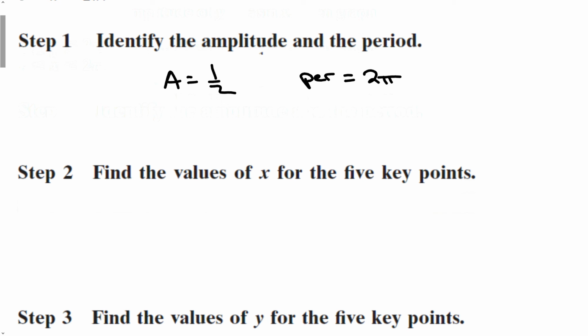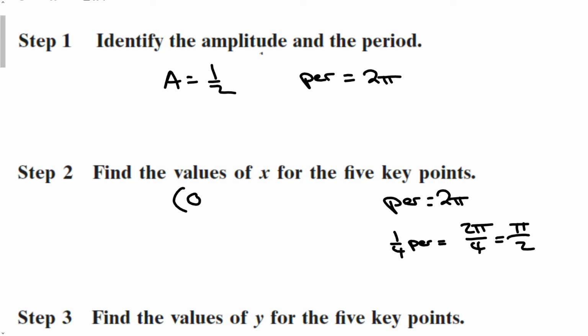Okay, now, the values of x. The first point of the function will always start at its phase shift. This function has no phase shift. We haven't even talked about that yet. So we're going to start this at 0. Then, besides knowing the period, I need to know the quarter period. So the quarter period is the period divided by 4. So 2 pi over 4 is pi over 2.